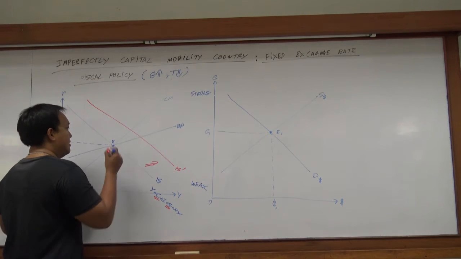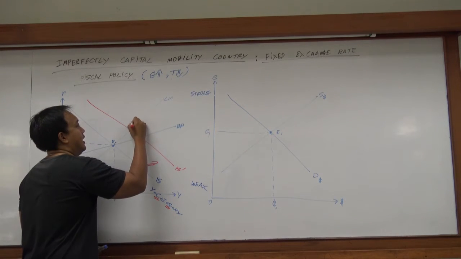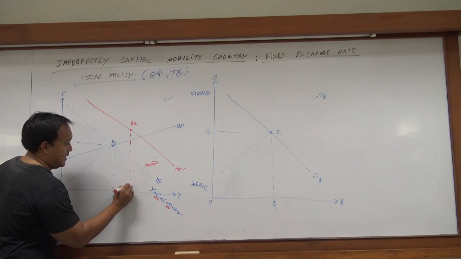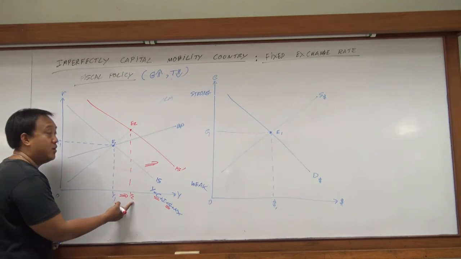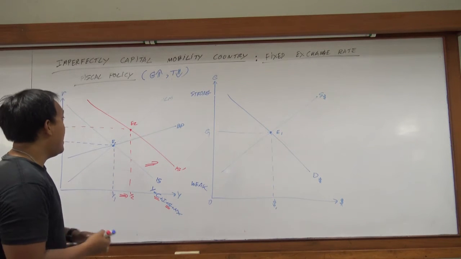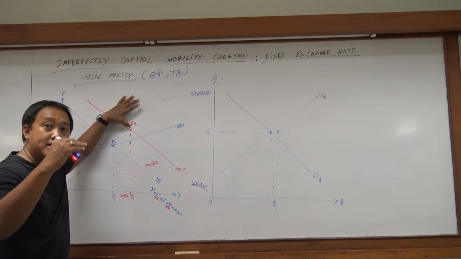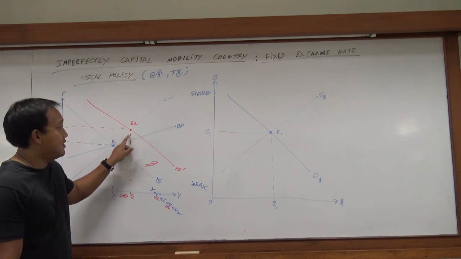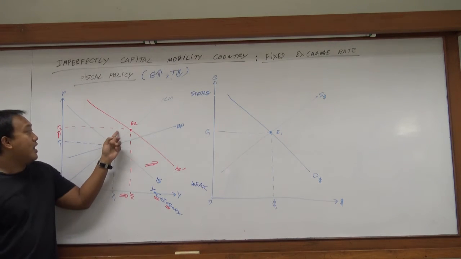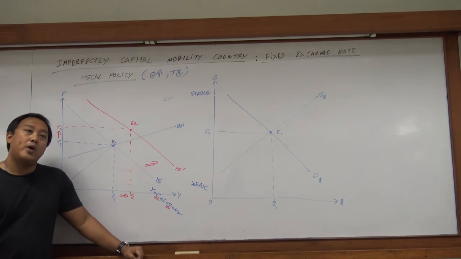The new equilibrium point, the point where IS intersects with LM, is going to move to this point, E2. By using the fiscal policy, the GDP increases from Y1 to Y2, and the real interest rate increases from R1 to R2. So then what happened? At equilibrium E2, you see that point E2 is located above the BP curve. What does it mean? It means that the real interest rate you now have at R2 is too high.